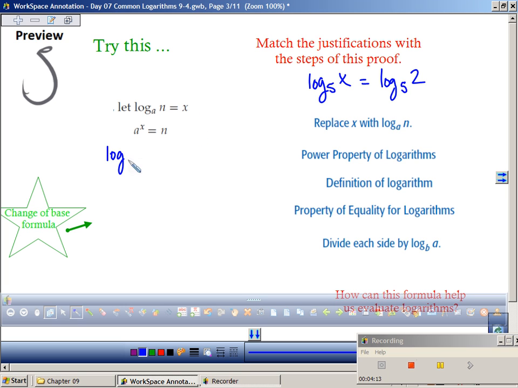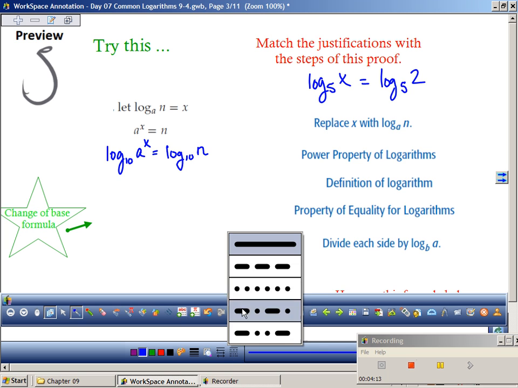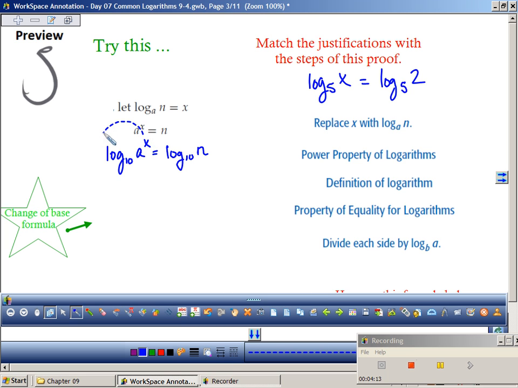So I'm going to say log A, and we're going to put a 10 here, because that is the most common log right there. Log 10 a to the x equals log 10 to the n. Everybody okay with that? Okay, what do we know about this exponent? What do we do with exponents when we have logarithms? Move it to the front, right? Make it pretty. Move it over there.